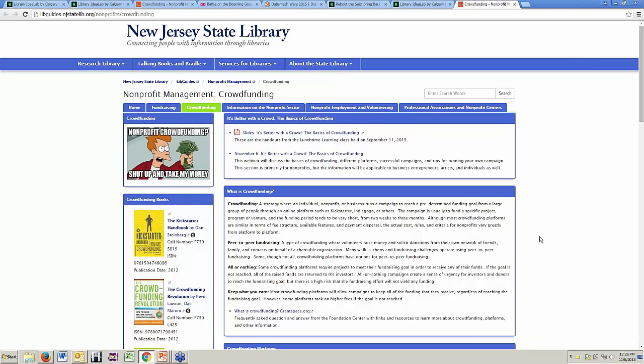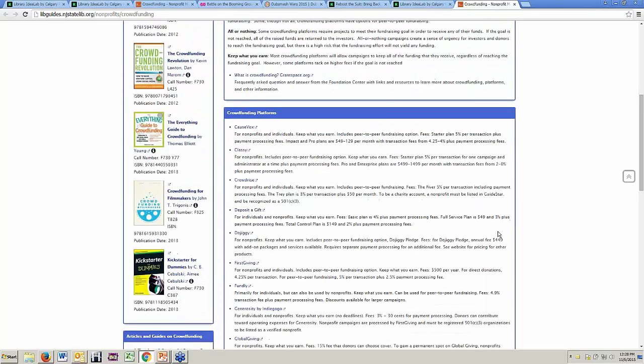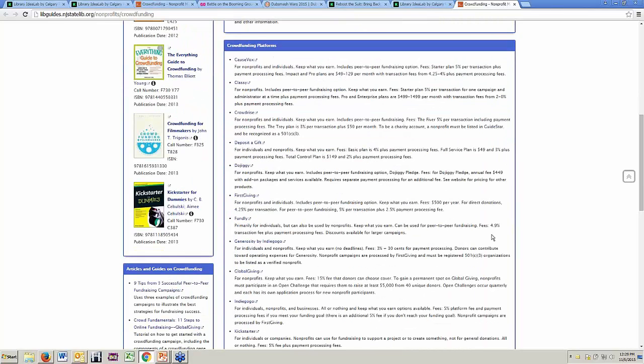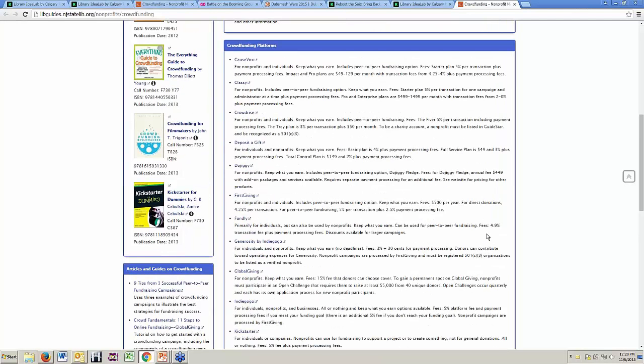Okay, so this is the LibGuide, and it has information about crowdfunding. And here is my list of platforms, and I tried to put some of the fees here so that you can kind of compare at a glance. Also here, there's articles and other information about crowdfunding for you to look through, but you can see that there are many different platforms available. And this link is in your handouts, but I'll also make sure it's posted on the blog after the session.